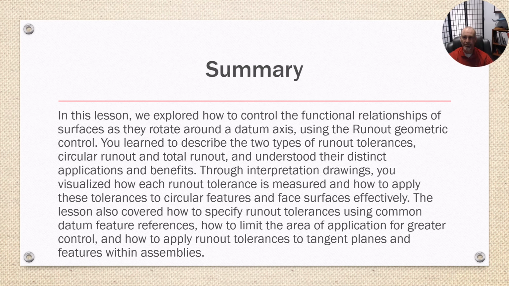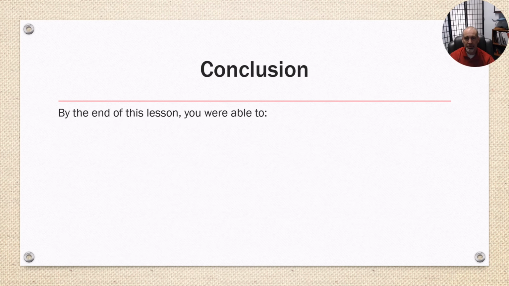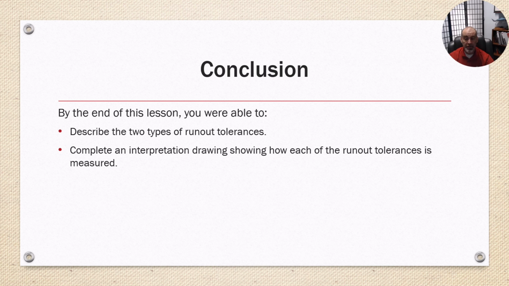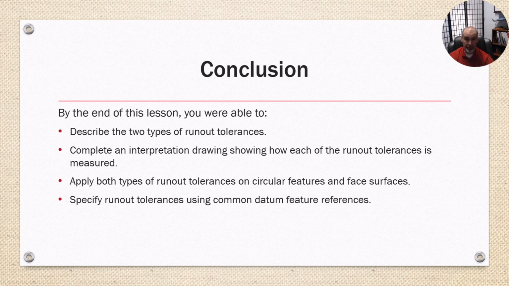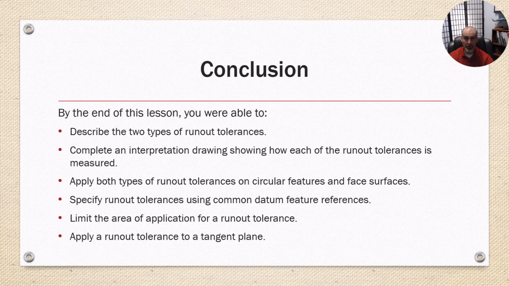Okay, in conclusion, by the end of this lesson, you were able to describe two types of runout tolerances, complete an interpretation drawing showing how each of the runout tolerances is measured, apply both types of runout tolerances on a circular feature and flat surfaces, specify runout tolerances using common datum feature references, limit the area of application for a runout tolerance, apply runout tolerance to a tangent plane, and apply the runout tolerance to a feature in an assembly.